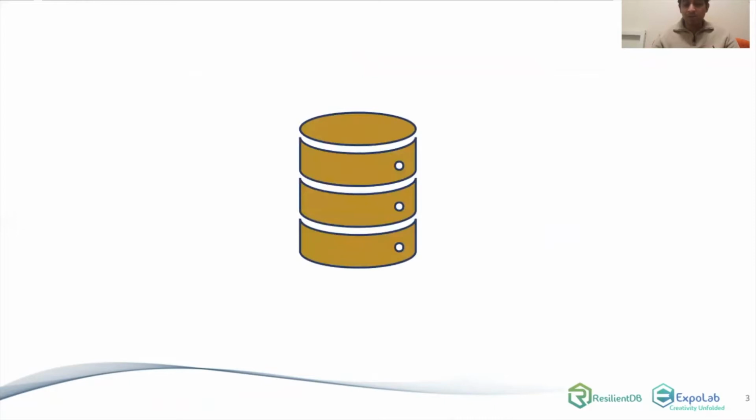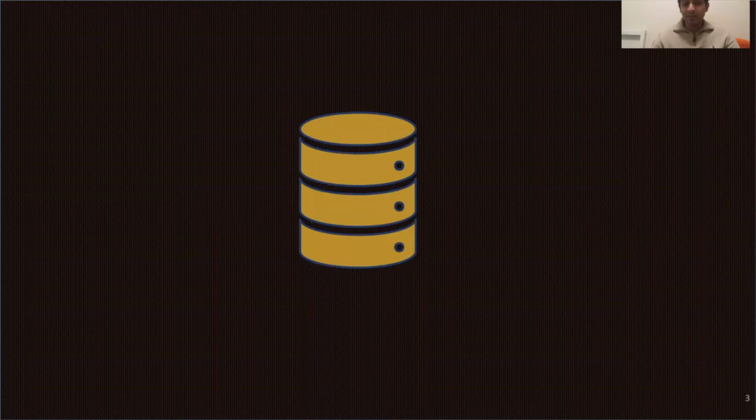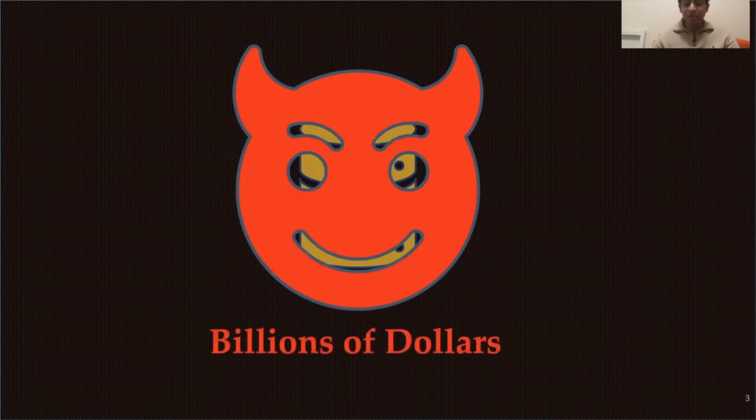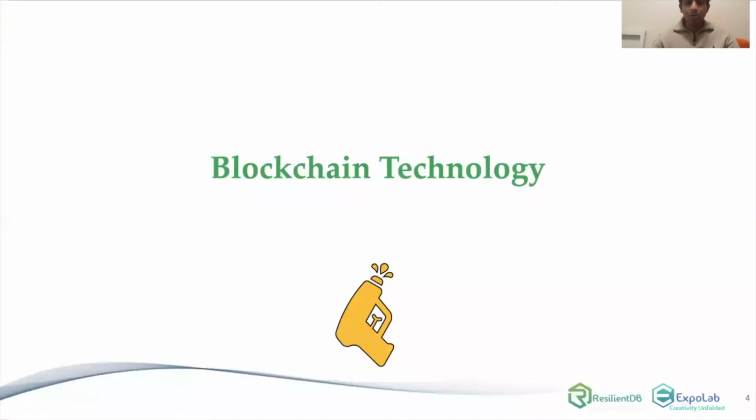Now, it is possible that a distributed database can come under malicious attack. Such an adversary can try to make the system inconsistent and can affect availability. In 2016 alone, the US lost billions of dollars due to such malicious attacks. So what is the solution to prevent such attacks? Well, one solution is to use blockchain technology.